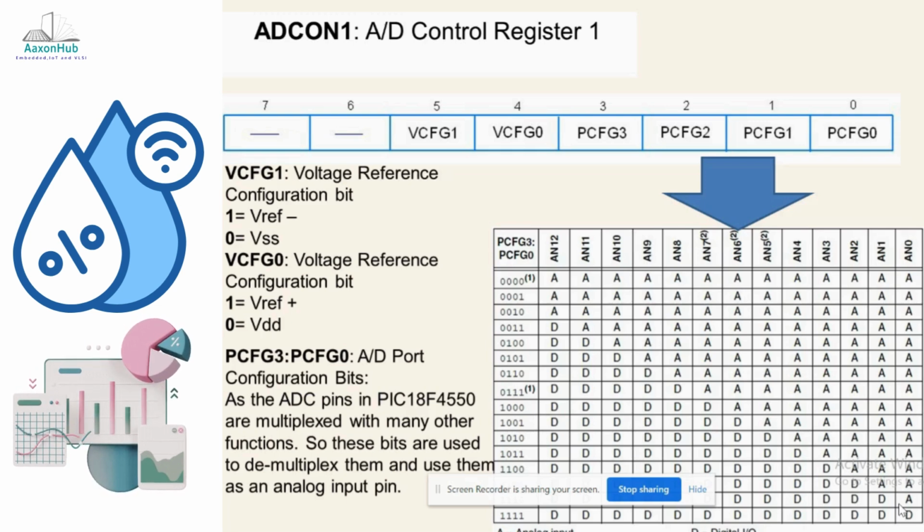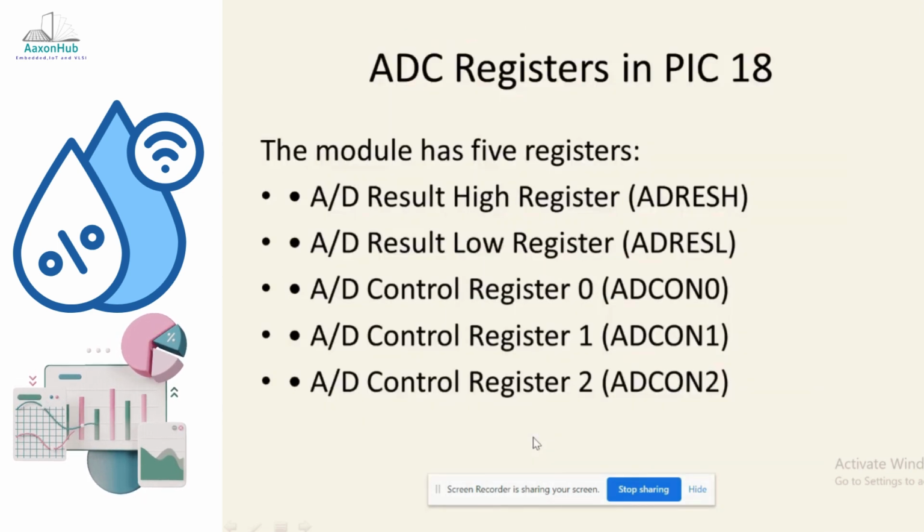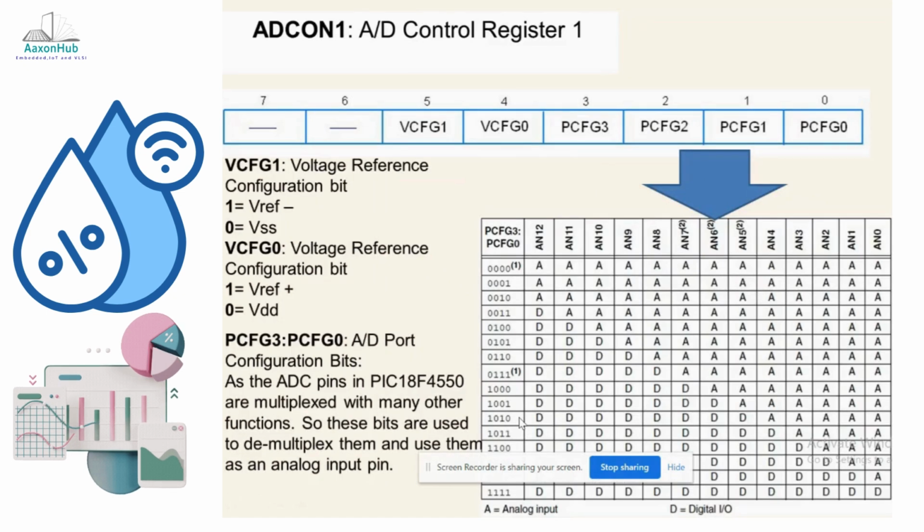The next control register is the ADCON1 register. This ADCON1 register helps you select your reference threshold voltage. The reference configuration bits specified in the diagram are resident in the ADCON1 register. So these are the contents of your ADCON1 register.